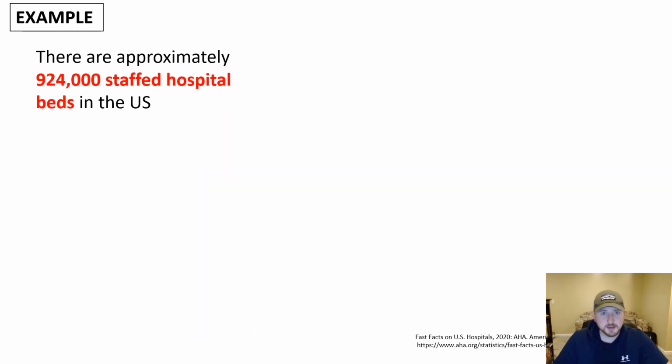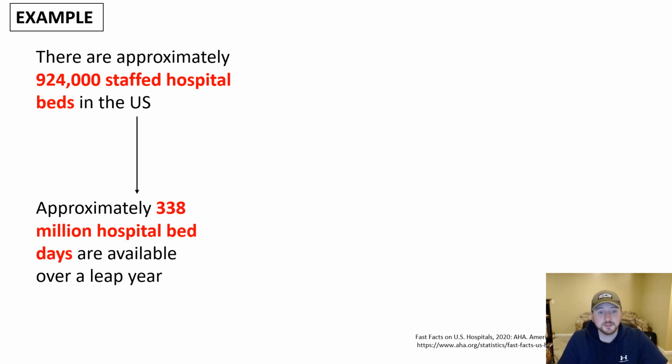So let me give you an example of what this might look like in the United States. As of the most recent data that's available, we know there are about 924,000 staffed hospital beds in the United States. So if you take that and you multiply it by the amount of days that you have in a leap year, so 366 days, we know that means we have about 338 million available hospital bed days, meaning there are hospital beds available each day. So it's a measurement of how much of that resource we have. That's how much we have available over a given year.